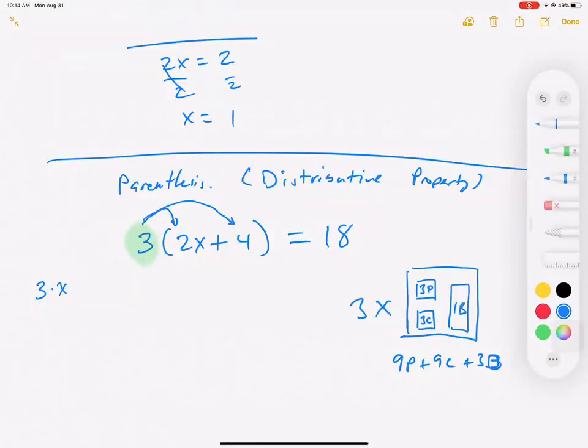So this is the idea of distributive property. I have 3 parentheses. So that means I really have 6 x's here. I have 6 x's. I have 12 constants in this case. And is 18 on the same side? Is 18 being multiplied by the 3? No, it's already escaped. It's on the other side.